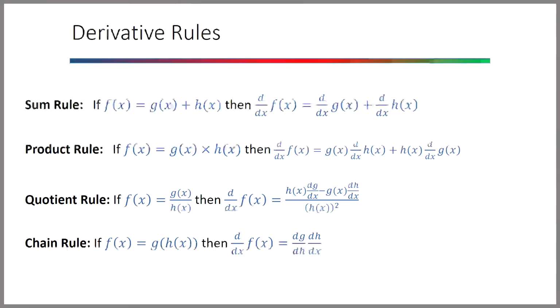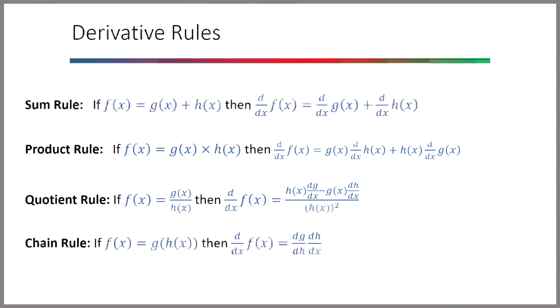Okay, the summation rule for derivatives tells us that if f of x equals g of x plus h of x, then the derivative of f of x equals the derivative of g of x plus the derivative of h of x. The product rule for derivatives tells us that if f of x equals g of x times h of x, then the derivative of f of x equals g of x times the derivative of h of x plus h of x times the derivative of g of x.